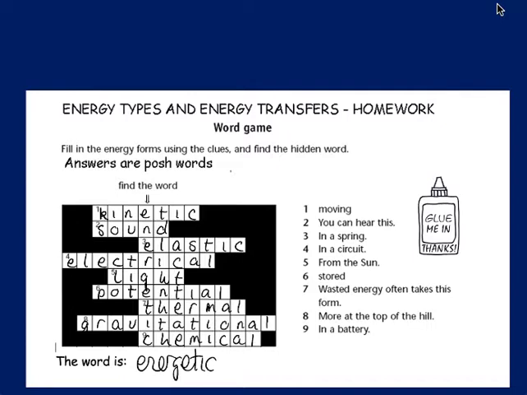Stored energy is potential energy. Wasted energy is always thermal energy, vast majority of the times. More energy at the top of the hill is gravitational. So that's technically potential energy. And number 9 in a battery is chemical, and the word that it made was energetic.